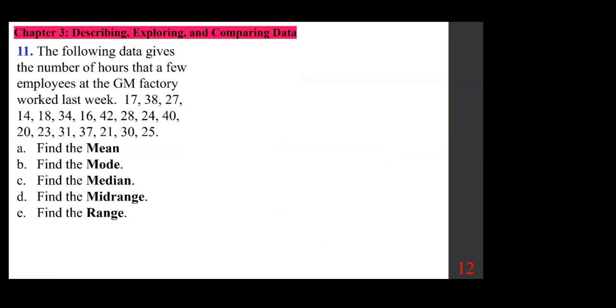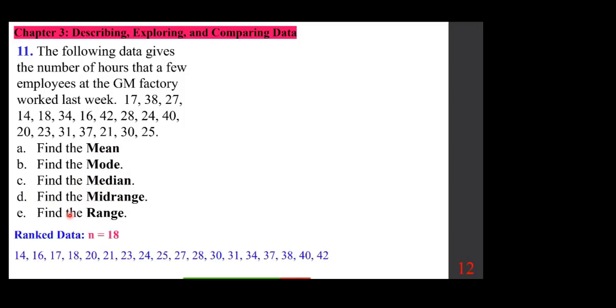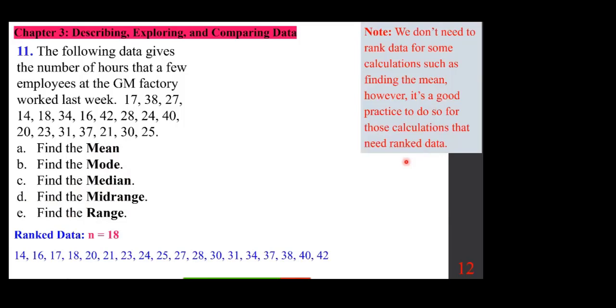The following data is given. I'm going to find a bunch of stuff. In order to find all of this, we need to rank it. We don't have to rank it for the mean, but since we have to rank it for the rest, don't take a chance. Rank it immediately just to be on the safe side. So the very first thing is we are going to rank it. And I've explained here that we don't need to rank to find the mean. But if I need to rank even for one of those calculations, I'm going to rank it because I don't want to make a mistake with the rest of it.